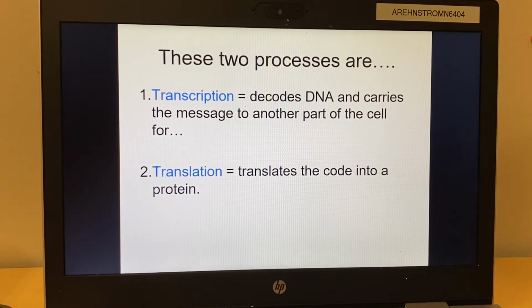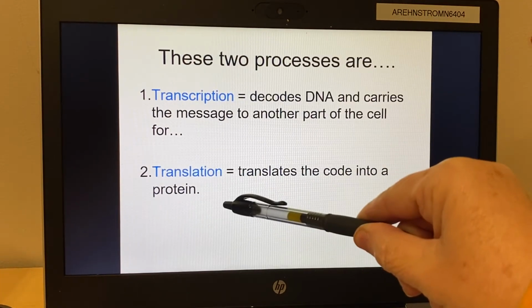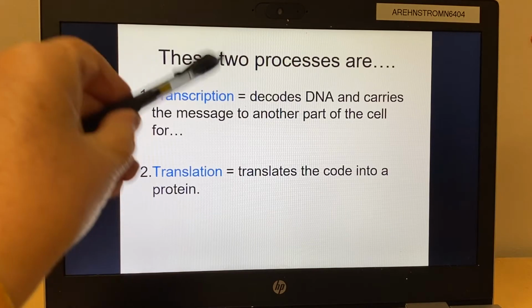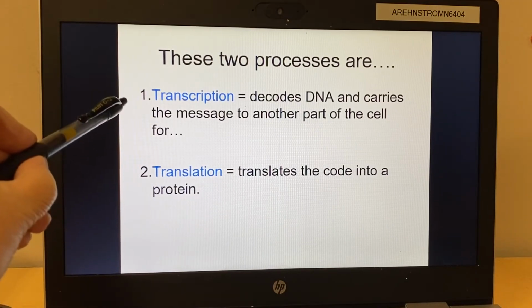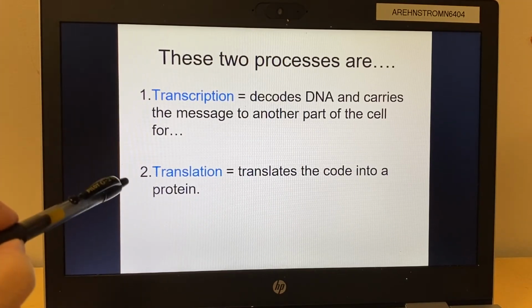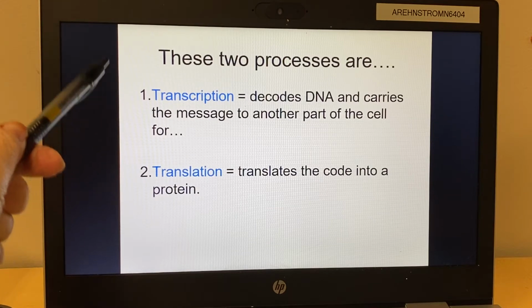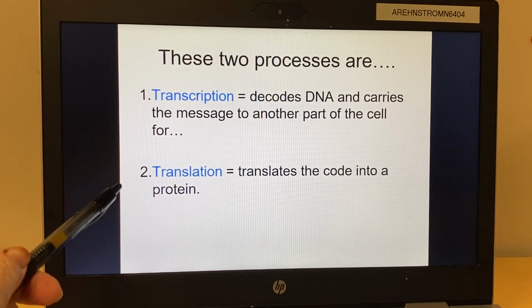If there's no transcription, there's not going to be any translation, okay? This is why a lot of antibiotics act at the level of transcription in bacteria, because if they can knock out transcription, you're not going to have translation. So that kind of makes sense. Transcription always has to come first before translation.